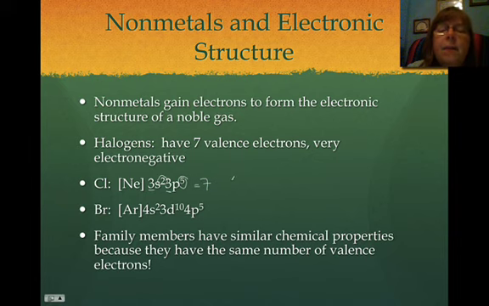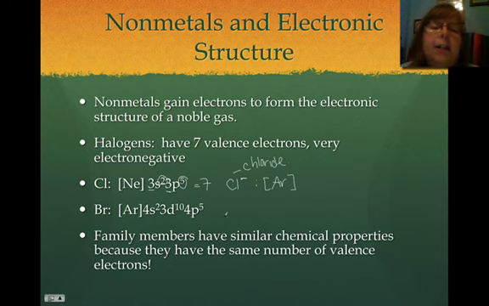Well, if it were to just gain 1 more electron, and now we call it chloride, it's no longer chlorine, this is now the chloride ion, and it gained 1 more electron, and now it is isoelectronic with argon. So it has the same number of electrons and the same electron configuration as argon. Makes it very stable. Here we have bromine, the atom.